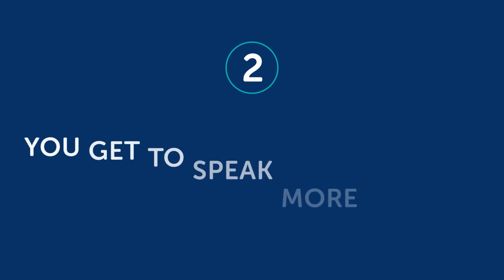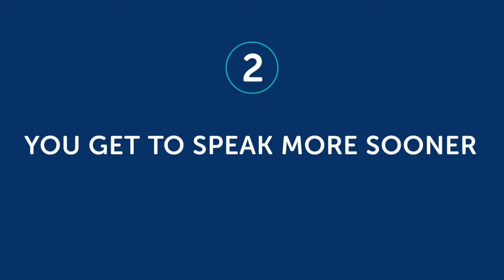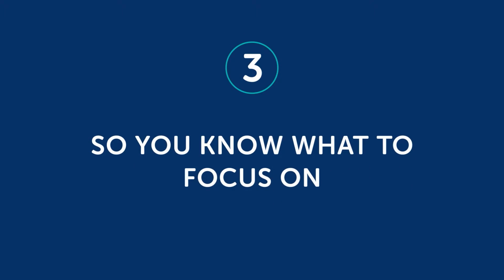Second, you get to speak more sooner. You can go try the general approach of learning the 2,000 most common words, but that will take a long time and it won't get you speaking any faster. But if you pick a specific topic and get all the words and phrases for it, you'll be much better off. Third, you know what to focus on. Again, knowing what to focus on helps you learn and progress faster.